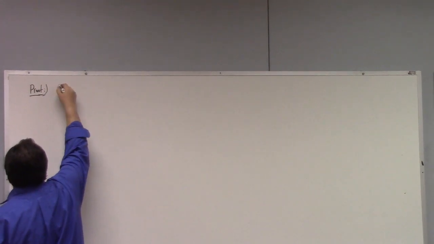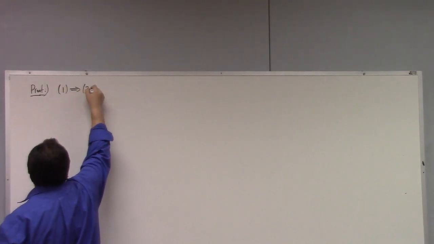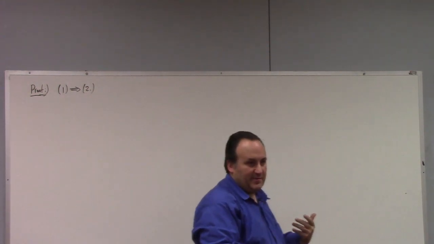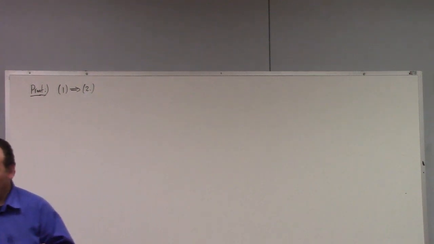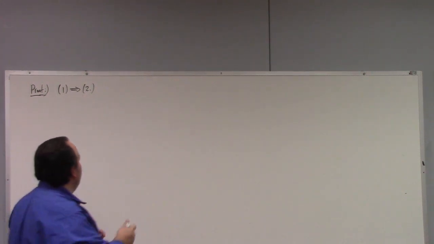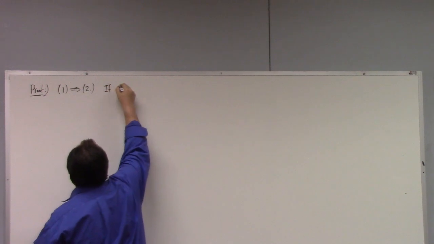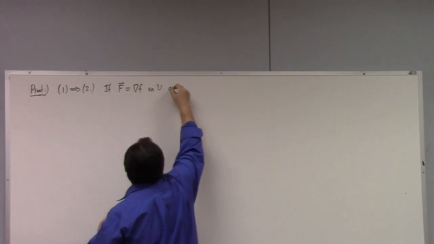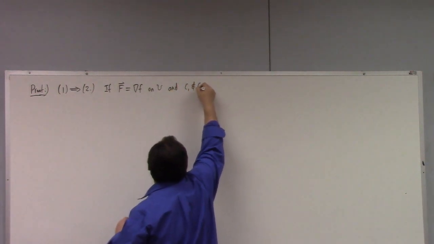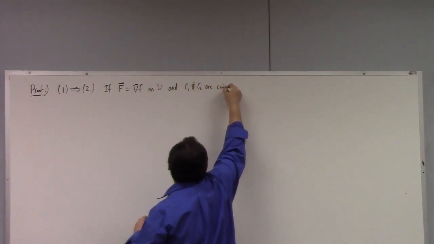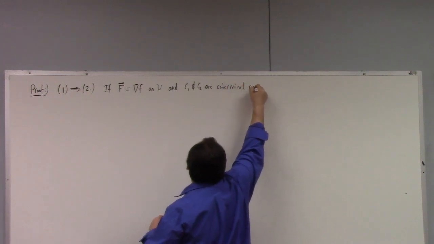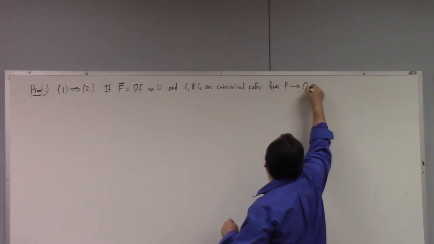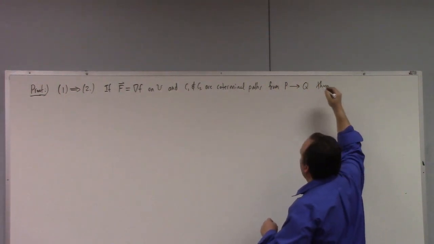So let's look at 1 implies 2. How can we do that? F is conservative on U implies F is path independent. This is pretty much my example 1, right? So if F is equal to the gradient of little f on U, and C1 and C2 are coterminal paths from point P to point Q, then what?